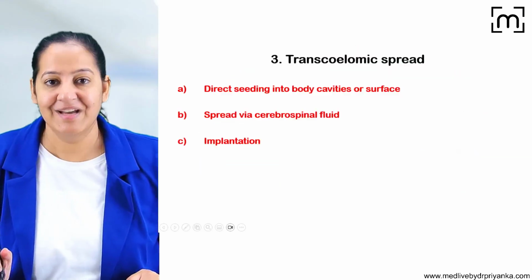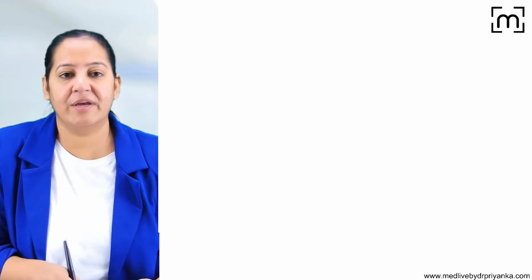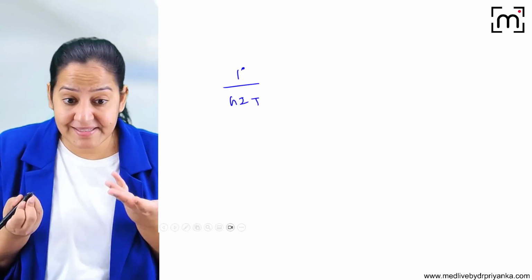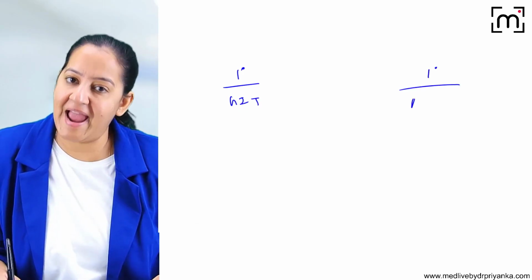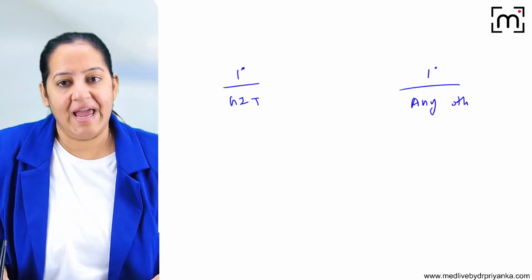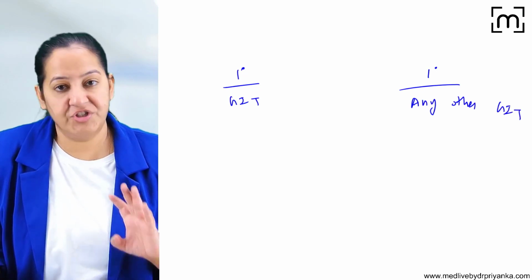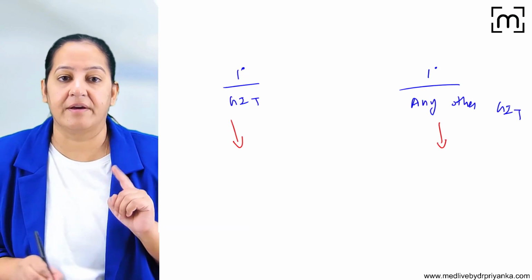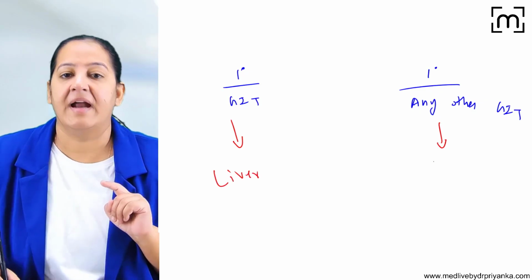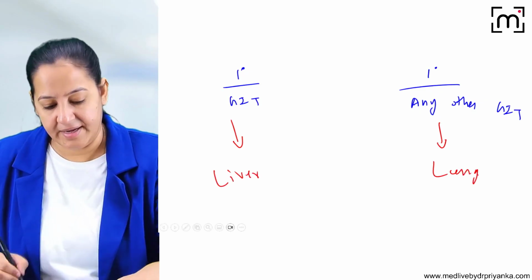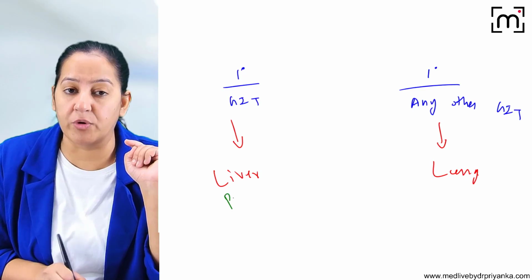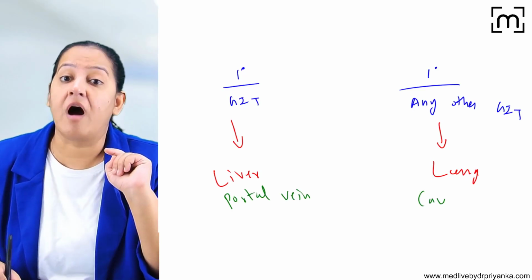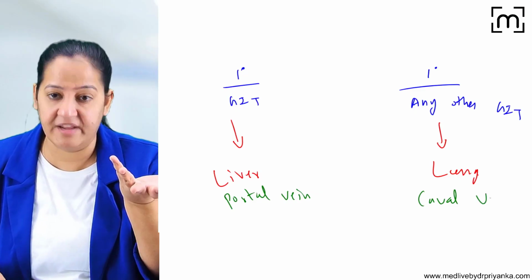I hope you are getting it. So that is the summary. You got my point? So if there is a primary in GIT, any organ of the GIT, where is the secondary? And if there is a primary in any other organ than GIT, then where is the secondary? Here the secondary is in liver, and here the secondary is in lung. Here the secondary is in the liver because of portal circulation, portal vein, and here the secondary is in the lung because of caval vein, the superior and inferior vena cava.